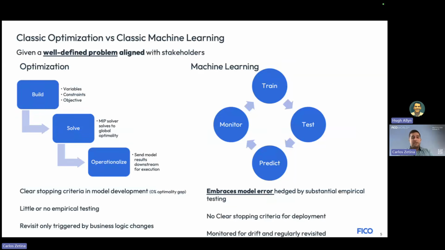So in this workflow, there's a clear stopping criteria in model development, which is once you've built a model that can solve to optimality within the SLA, or the time that you are allotted to do it, you have succeeded. There's nothing else to be revisited. You simply begin operationalizing and writing it out. There really isn't that much empirical testing.